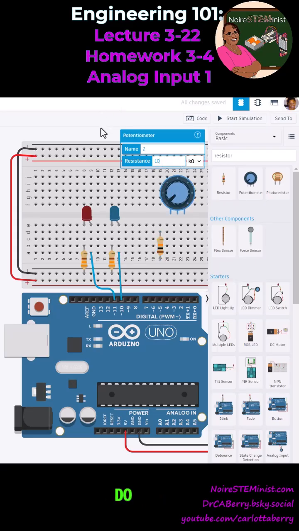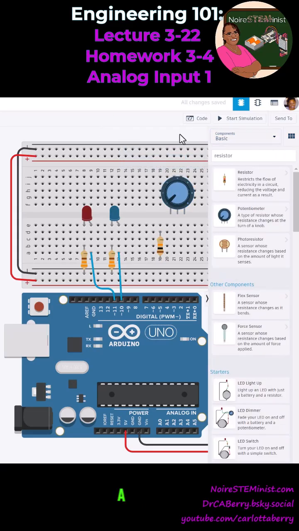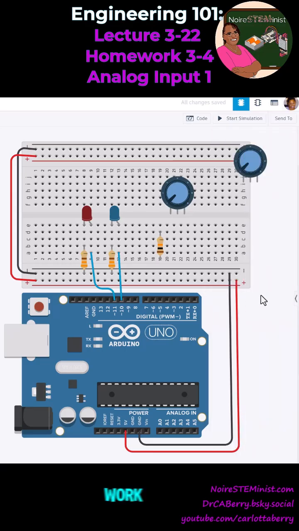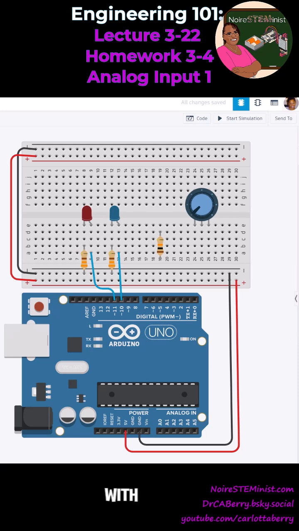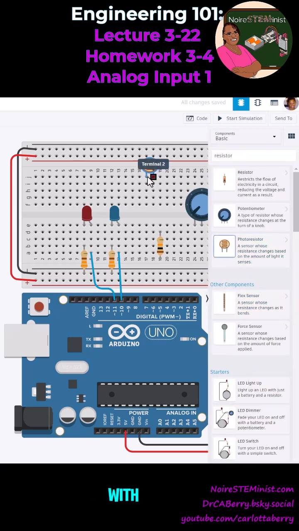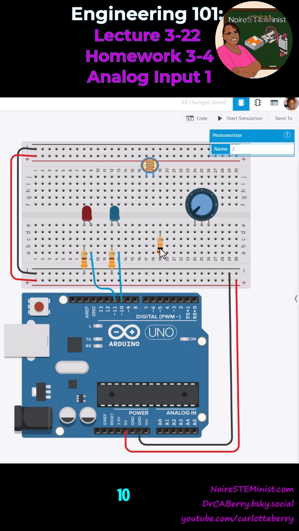So the first thing we do is select a potentiometer and set it to 10 kilo ohms. We're also going to get a photoresistor so that I can show you that analog inputs work for both of them. And we're going to create a voltage divider with the photoresistor as well as with the potentiometer, by using a 10 kilo ohm resistor.